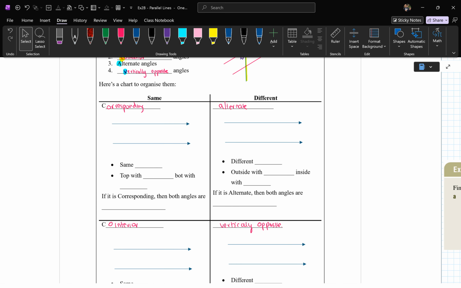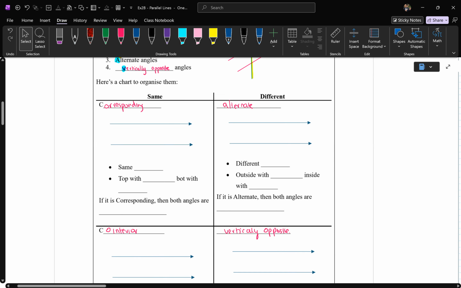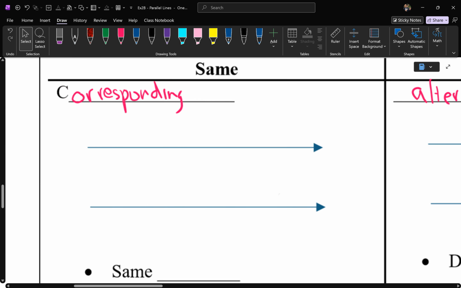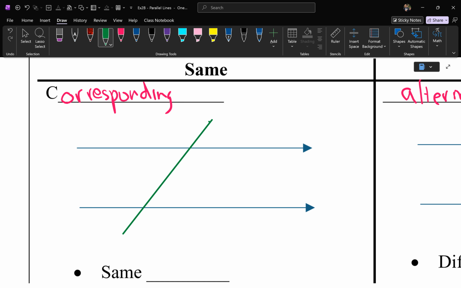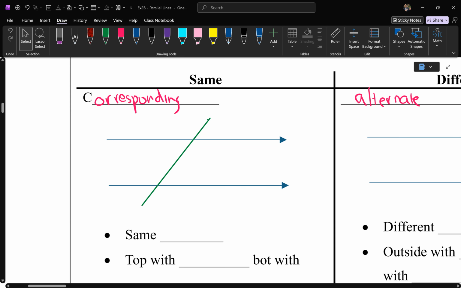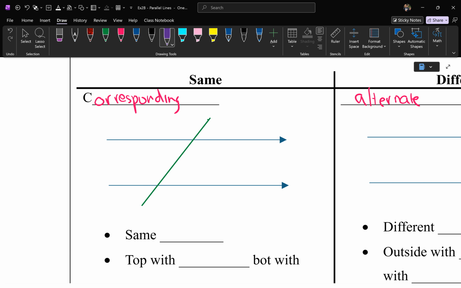Let's do each scenario. What is corresponding? I'm going to zoom in. Here's your 2 parallel lines. I'm going to draw my transversal line. So just draw a line that crosses through. Here's my transversal line. Okay? How do you know that you have a corresponding angle? It's when the angles that they give to you are on the same side of the transversal line.